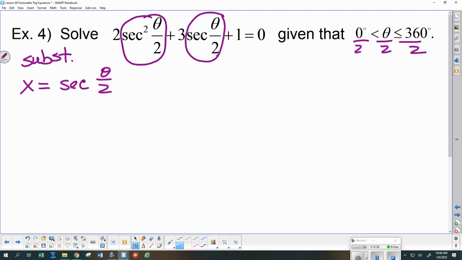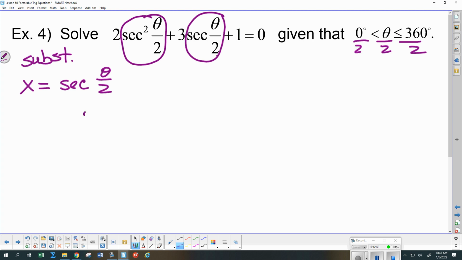Now, when you do substitutions, you cannot use whatever letter they've already put in the problem. So you may not use theta. Otherwise, I don't care if you use another Greek letter, a letter out of the English alphabet, the Arabic alphabet, or the Russian alphabet, just don't use theta. I'm picking x because it's nice and friendly and I'm used to it. But you could pick anything except theta.